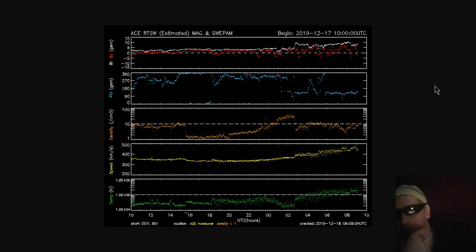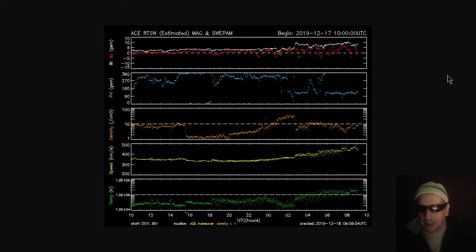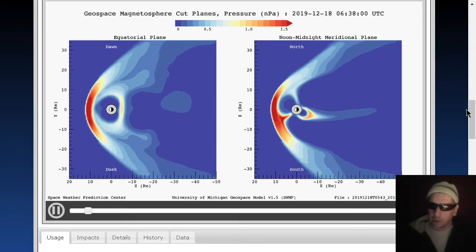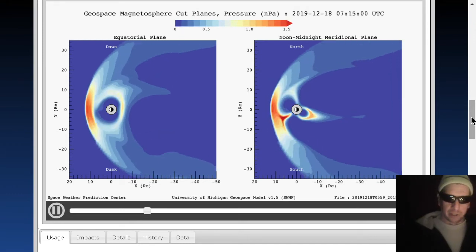First, look at the ACE data. And it's looking corroborative, except for one thing. Check out the phi angle. ACE showing completely different phi angle data. Perhaps seeing a different angle. I'm not sure. Those don't look like anomalous signatures at all. Anyway, here's the magnetosphere movie.